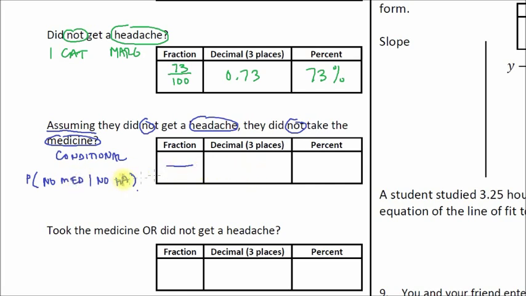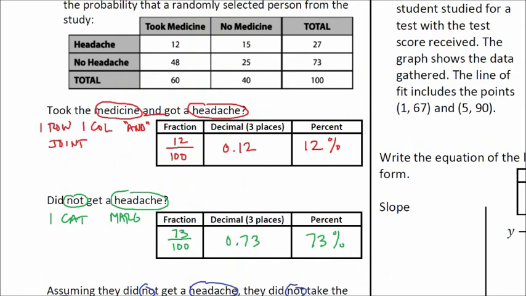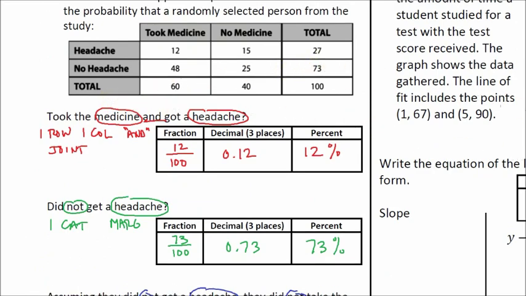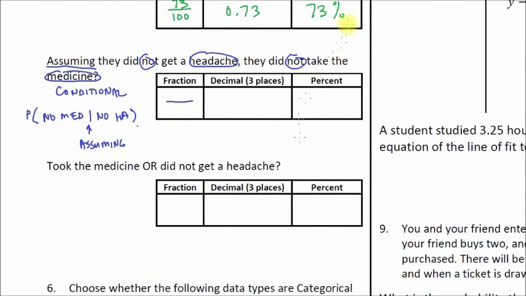I'm just going to show you. This, remember, stands for the word assuming. So think about how by writing the probability this way, we kind of flip things around. Assuming no headache, how many did not take medicine? Or you could say the probability of not taking medicine, or no medicine, assuming they do not have a headache. So now we look at our assumption part. How many did not have a headache? We've got 73 that don't have a headache. So that's our main group, 73.